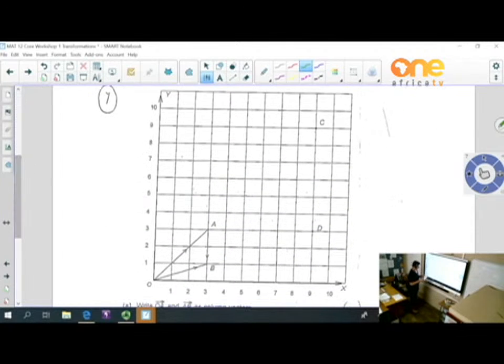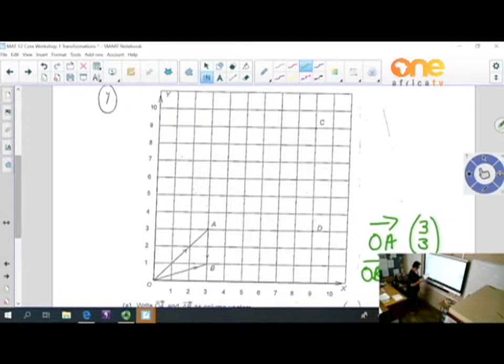Question 7. Write OA and AB as column vectors. Now OA is from O to A. So from O to A, I went 3 to the right and 3 up. So OA is then (3, 3). 3 to the right, 3 up. OB, 3 to the right, 1 up. So OB is then 3 to the right, 1 up. And that's why they're positive.